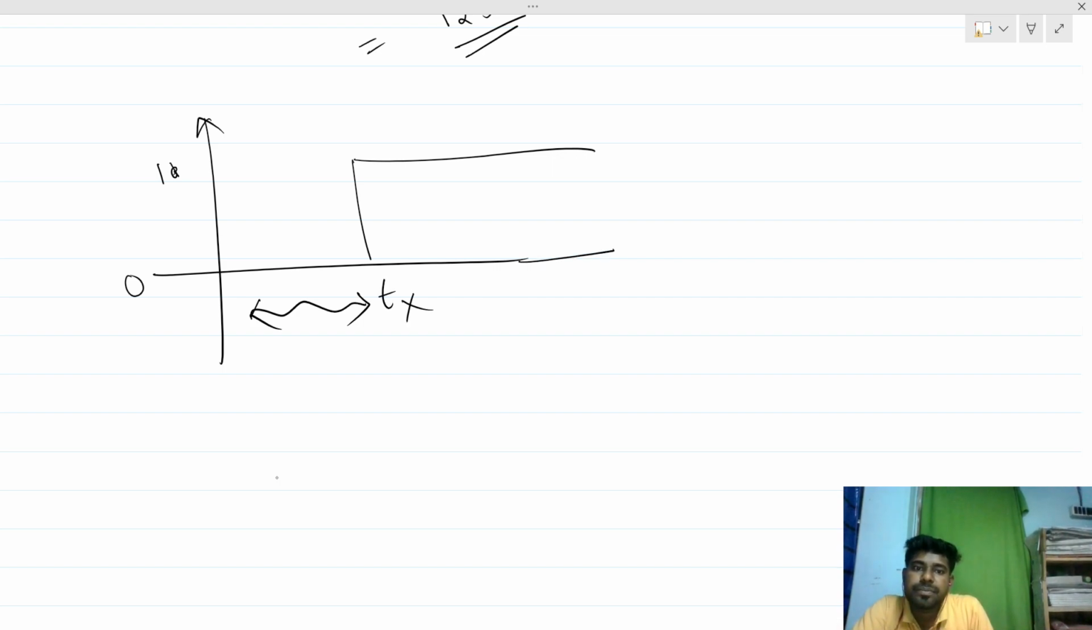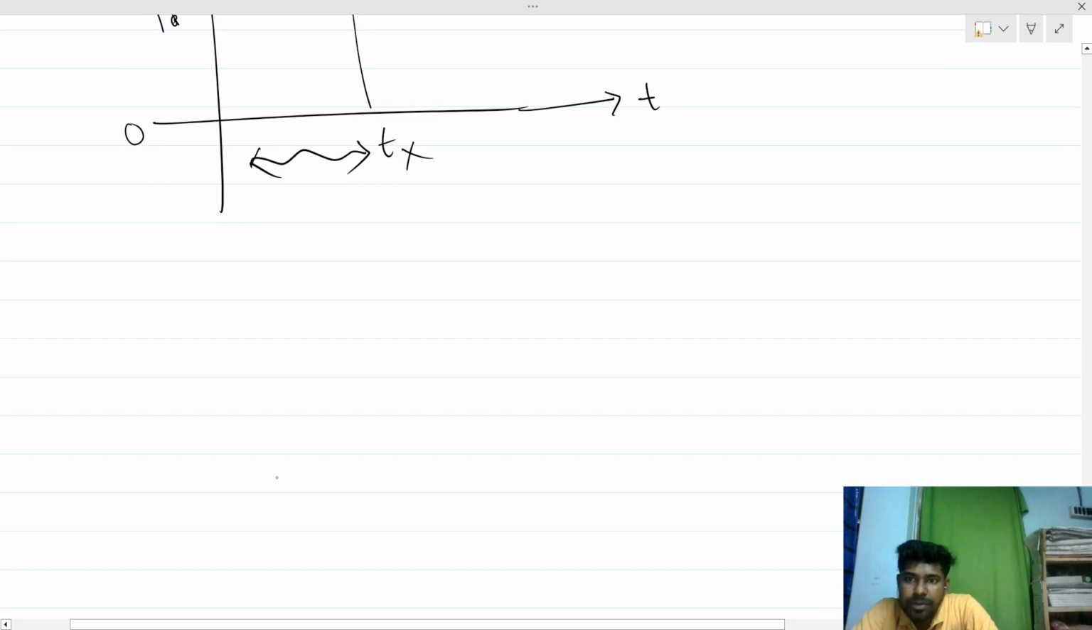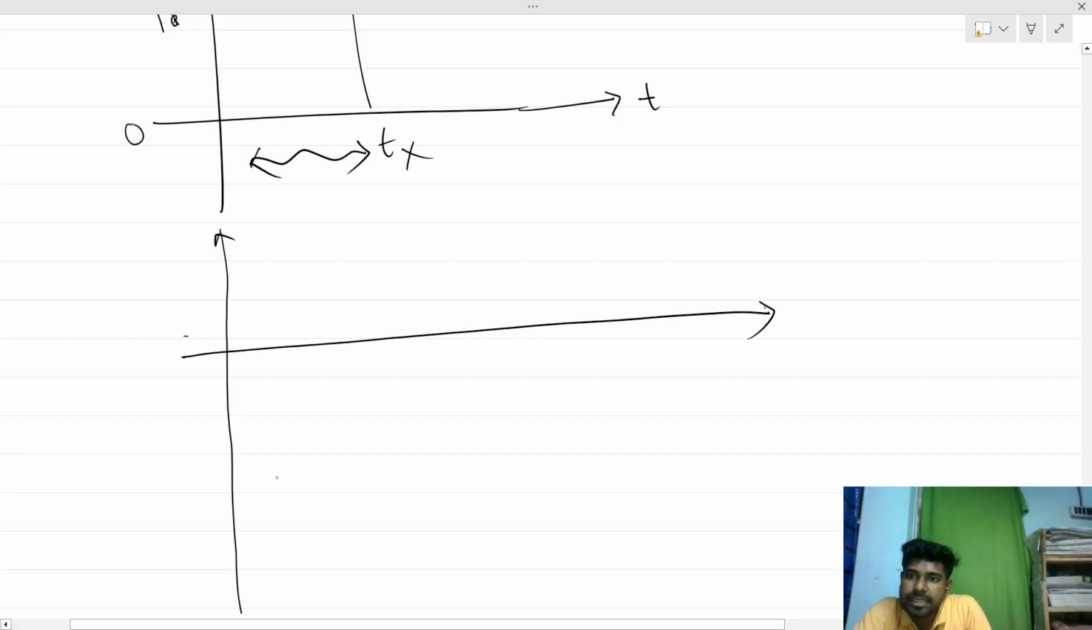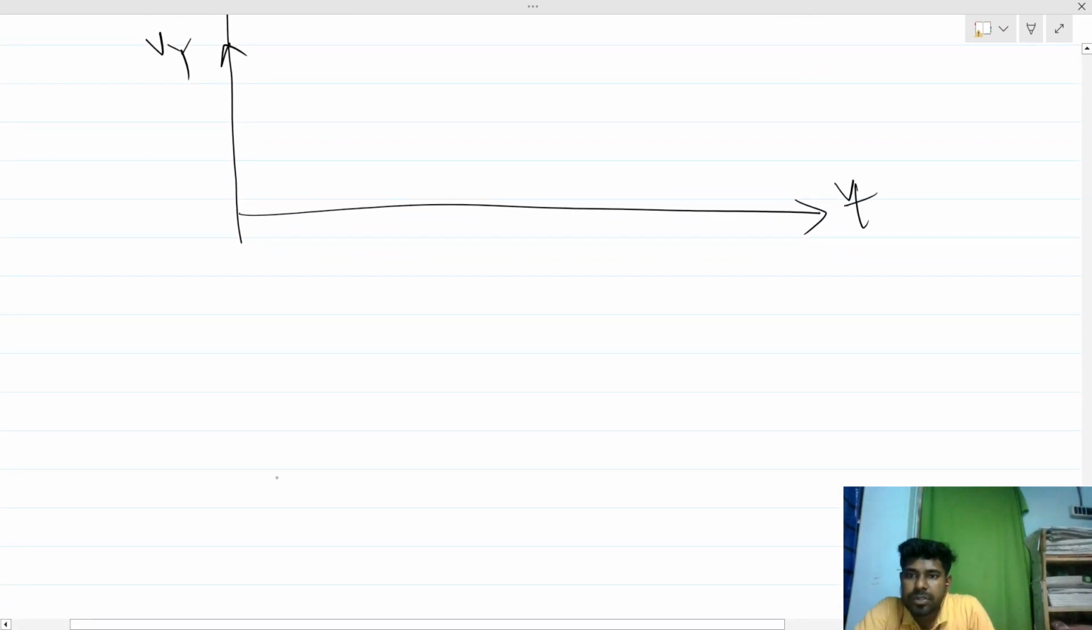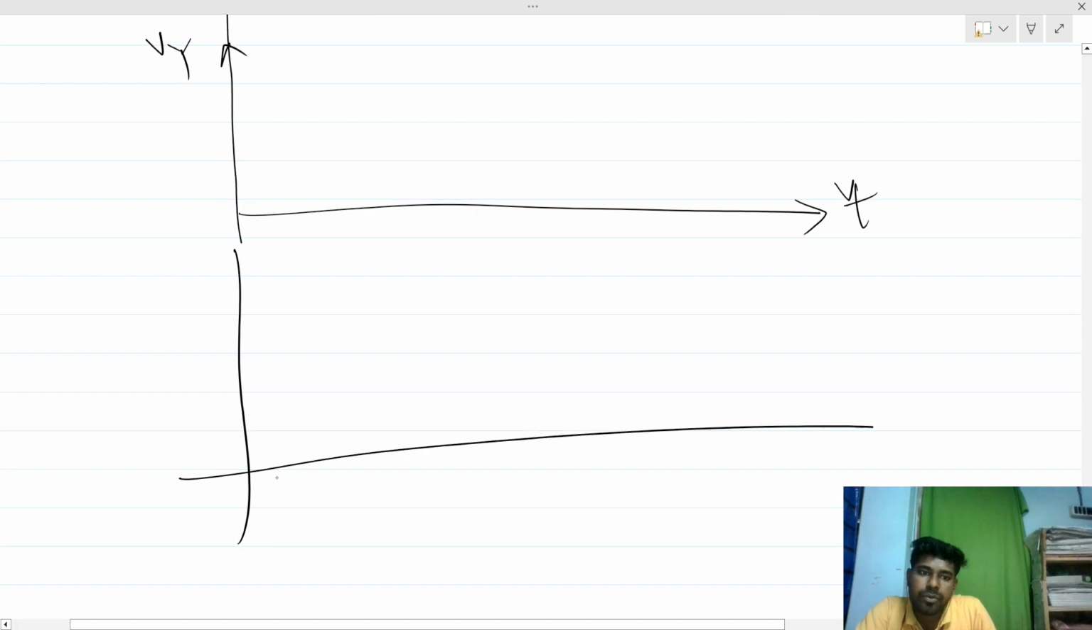So for this time duration the switch is closed, right? Let me draw the waveforms here. We have seen that, let's say this is Vx, let's say this is V, let's say this is time. Let's say this is Vy, and this is Vout. So I am writing all of the waveforms.